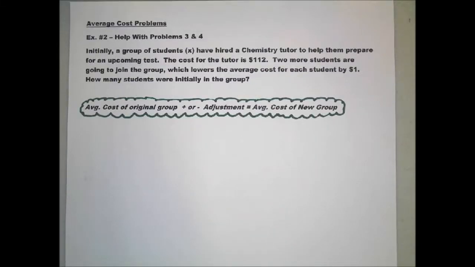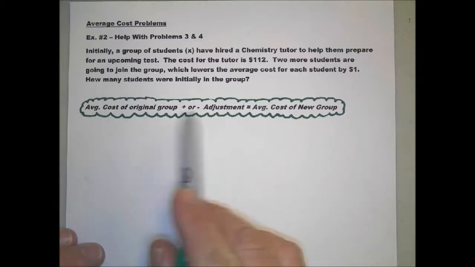The next example we're going to work on is going to help you with problems 3 and 4, average cost problems. Now, this is the concept that, in my opinion, is the hardest to do on worksheet 5. Initially, a group of students, x, have hired a chemistry tutor to help them prepare for an upcoming test. The cost for the tutor is $112. 2 more students are going to join the group, which lowers the average cost for each student by $1. How many students were initially in the group?